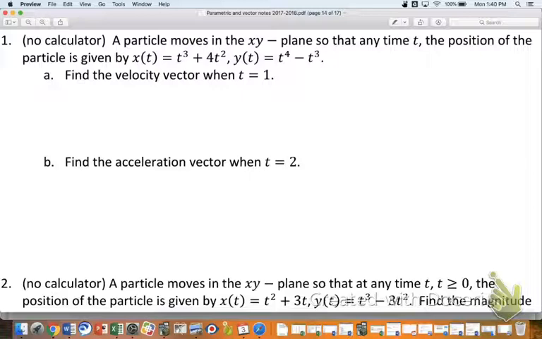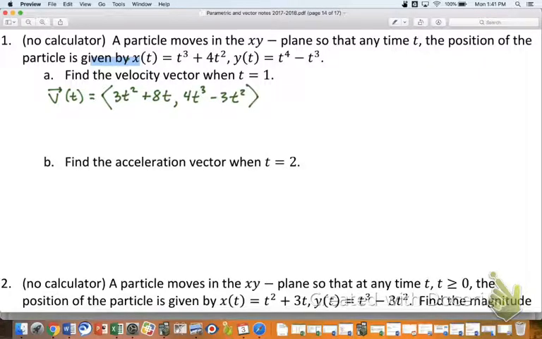So we know that the velocity vector is the derivative of the position vector. Okay, so if I'm going to find the velocity vector in terms of t, I'm just going to differentiate. So the x component of velocity would be 3t squared plus 8t, comma. The y component of velocity would simply be the derivative of the y position component, so t cubed minus 3t squared.